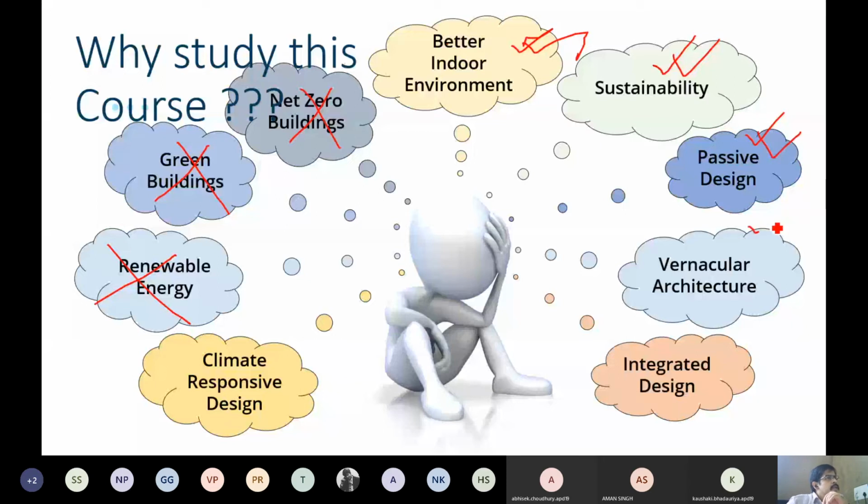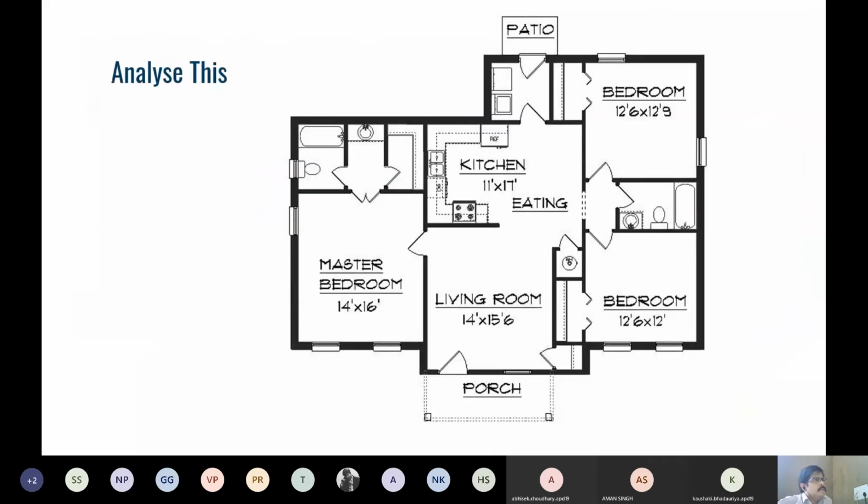Vernacular is actually the vernacular architecture, the traditional systems. They are actually influenced by climatology, the climatic architecture. Integrated design partially we may look at, but what you will get towards the end is this climate responsive design. So just let us look at this plan for the time being.